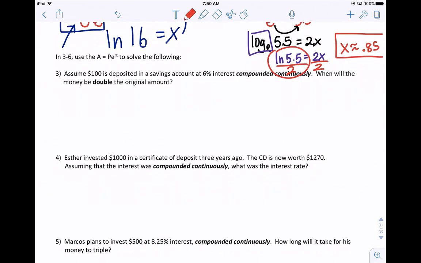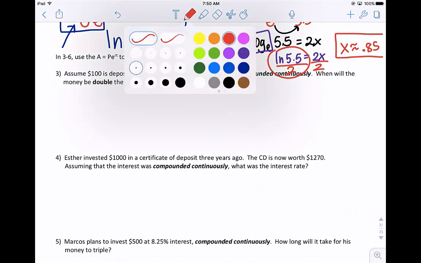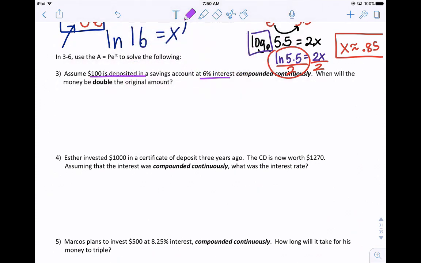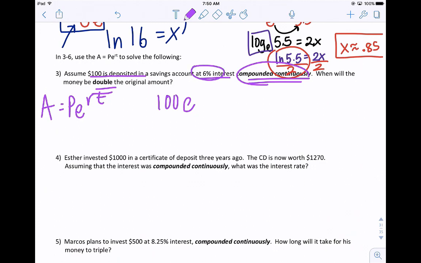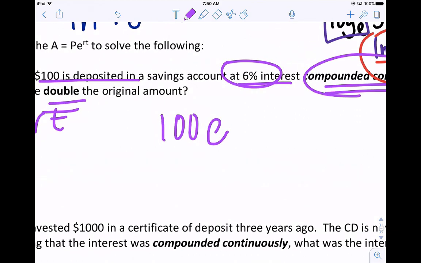All right, so let's try these problems. Assume $100 is deposited into a savings account at 6% interest, compounded continuously. When will the money double the original amount? All right, so when you see compounded continuously, that's A equals Pe to the rt. We'll start with $100. I'll put that in first. And then e is that number 2.718, and so on. The rate here, change 6% to a decimal, but don't add or subtract the 1 as in Apert. So it's going to be 0.06.